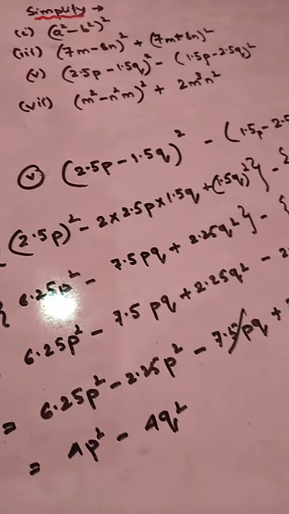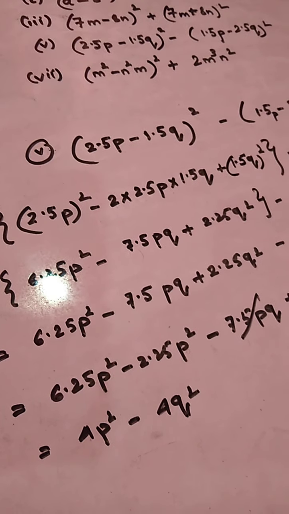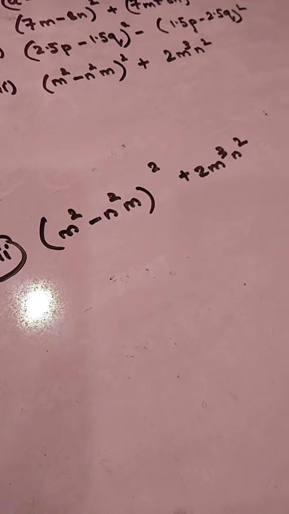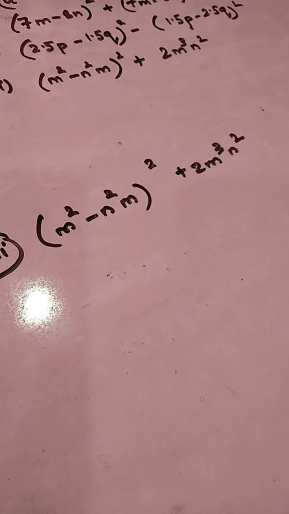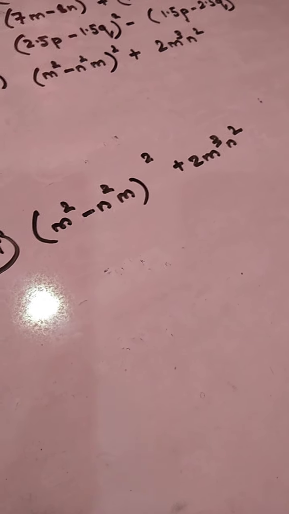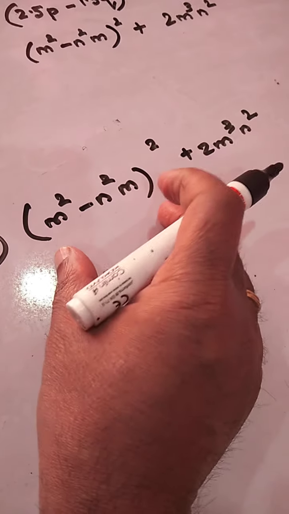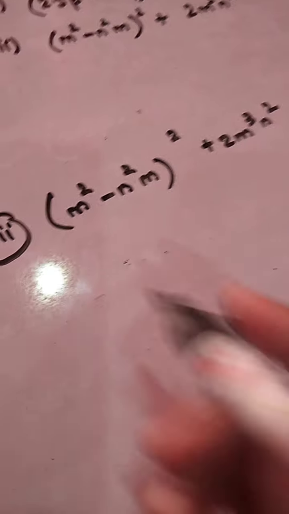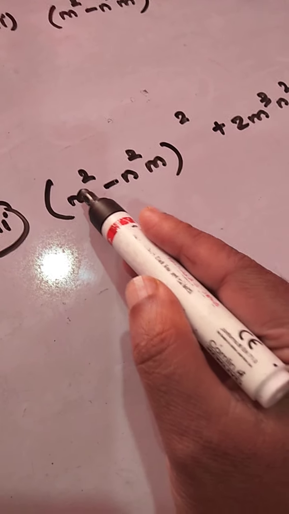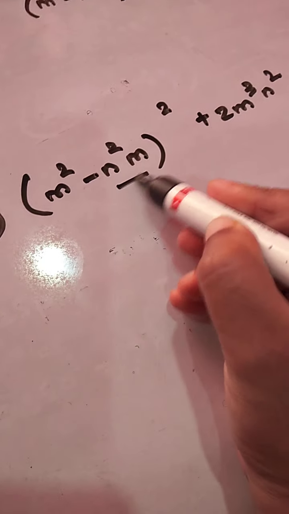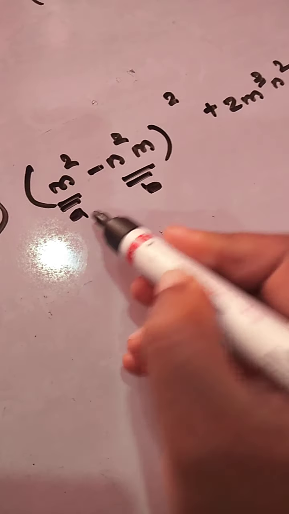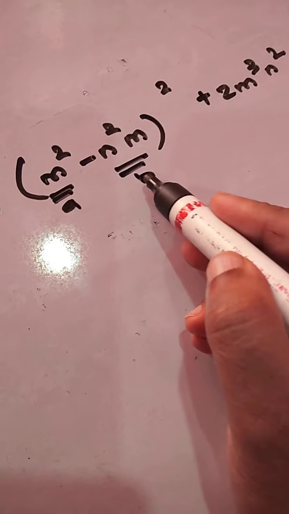Okay, so let's move on to number 7. Now this is number 7: (m square minus n square m) whole square plus 2m cube n square. So we have to expand this expression, and for this we need the identity, that is (a minus b) whole square. So in place of a we have m square, and in place of b we have n square m. So we'll consider this as a and this as b.